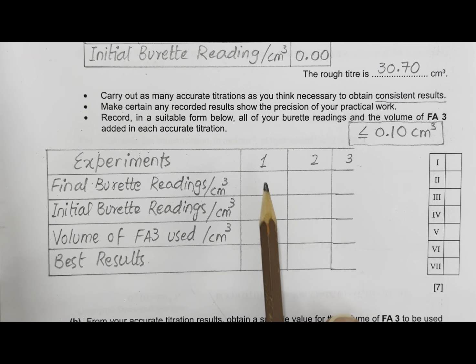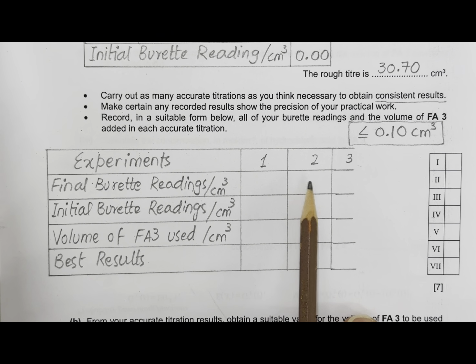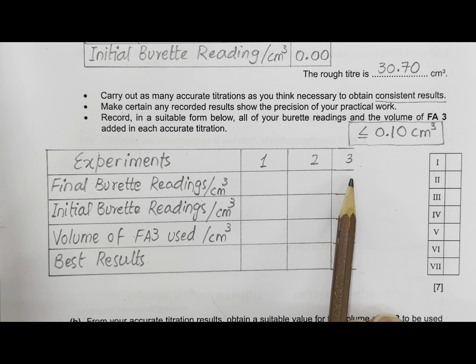Why? Because if I get two accurate results in the first two times, I do not need to perform the third one. Therefore, this needs to be open. Whenever you need, you can do this. Now let's start performing our accurate titrations.